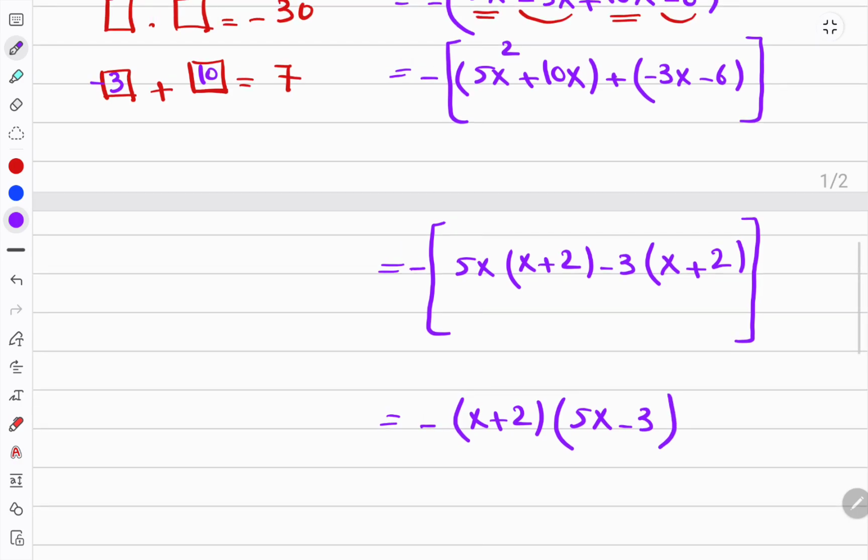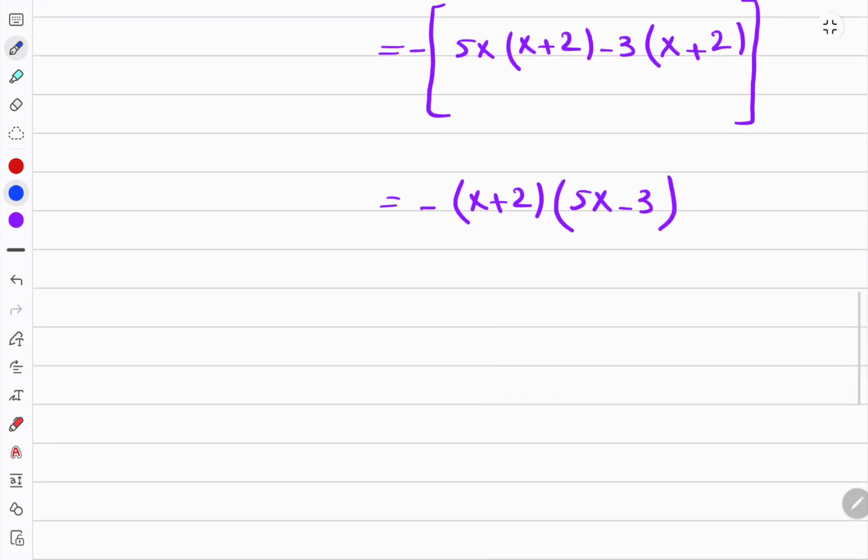And what do you think about this one? 6x squared minus 11x minus 10. Comment your answer, please.